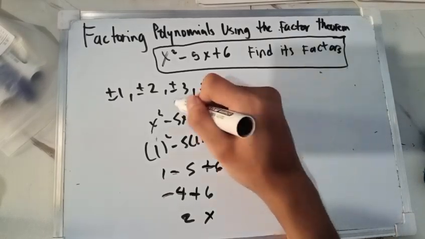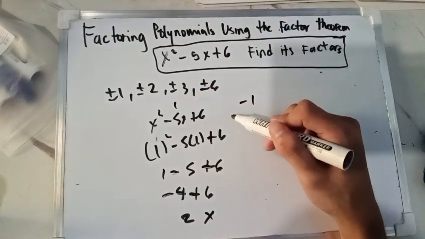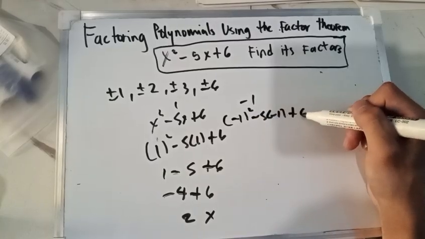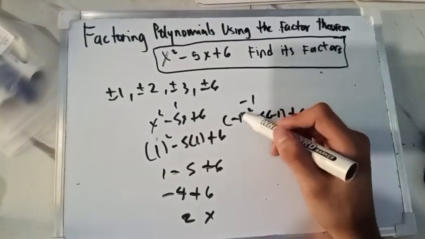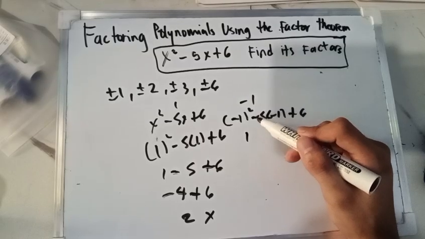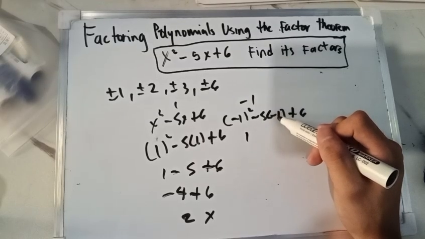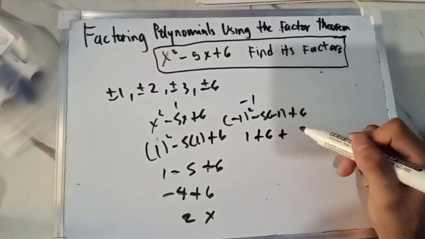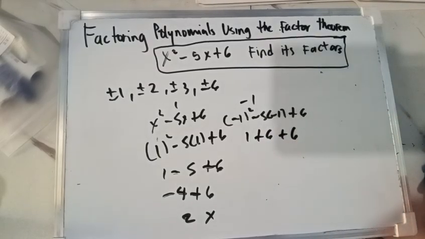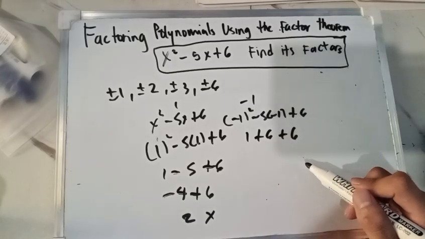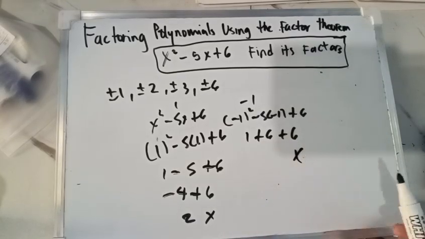So let's try negative 1. Negative 1 squared minus 5 times negative 1 plus 6. Negative 1 squared is 1. Then negative 5 times negative 1 is positive 5, plus 6. So we can obviously say that this is not a factor.